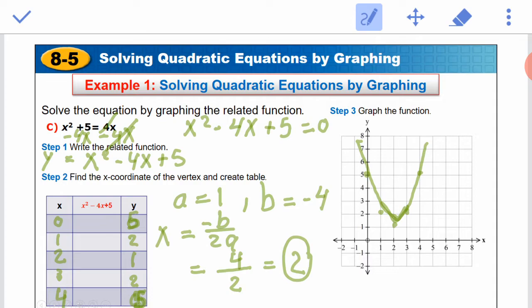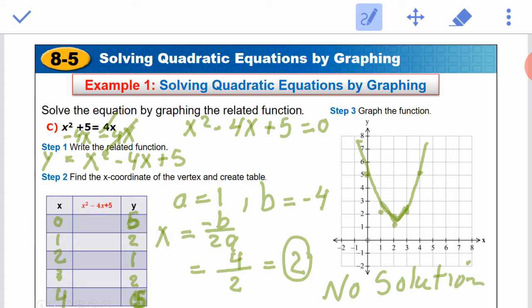x-axis. So when you think about zeros, how many zeros of that function? There are no zeros. So what is the solution of this quadratic equation? There is no solution of this quadratic equation. So I'm gonna write no solution. There is no solution of this quadratic function.